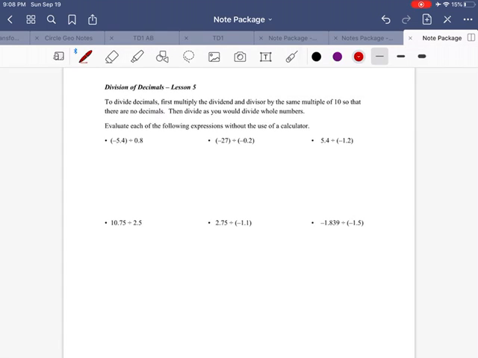Lesson 5 here, folks. Division of decimals. Now, between you and me, normally I'd just get out the calculator and do these a little bit quick. But we are going to try these by hand today, and we'll see how it goes.